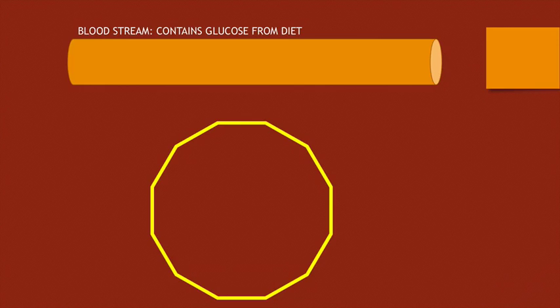So let's start with the most fundamental: how does blood sugar work? What you're seeing on the screen, up on the top, that orange tube is representing your bloodstream. And down here we have a circle, somewhat of a circle, that represents your cells.